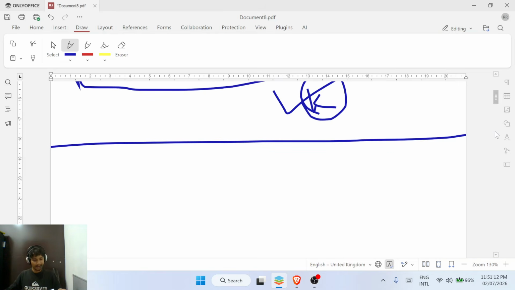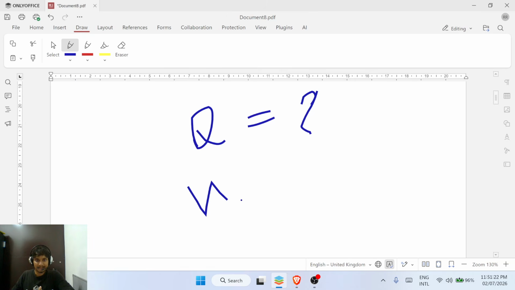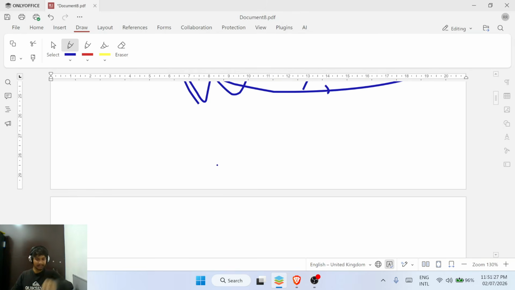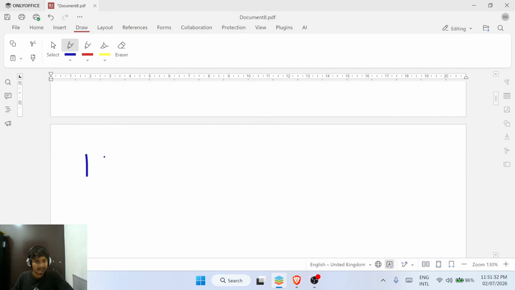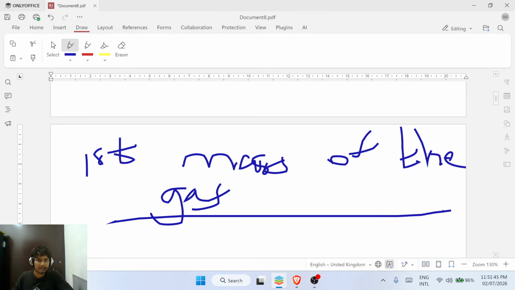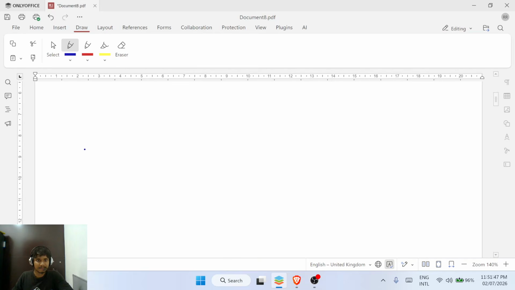Now there are two questions. One question is what is Q, the heat transfer. The second question is the work done. Now we have to find both. First, we have to find the mass of the gas.